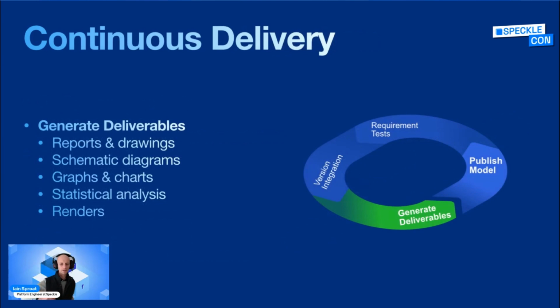Continuous delivery is slightly different. This is about generating deliverables. It's about generating reports and drawings, schematic diagrams, graphs and charts, statistical analysis that requires more computation and might need to be pre-computed, that would otherwise have slowed down tools like Power BI or Excel. It might also be renders. As Dim mentioned, we can run Blender headlessly within Automate. So these are ideas of what you can do with Automate.